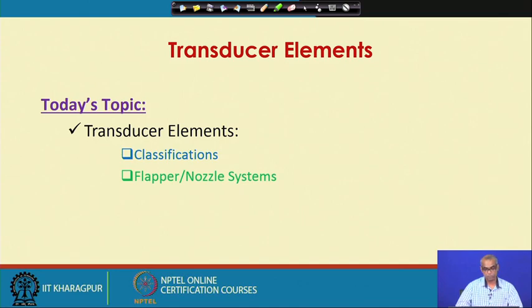We will first talk about classifications of various transducer elements, and then we will talk about one particular transducer known as the flapper nozzle system. This is essentially a pneumatic transducer. So, we will learn more about it as we move along.